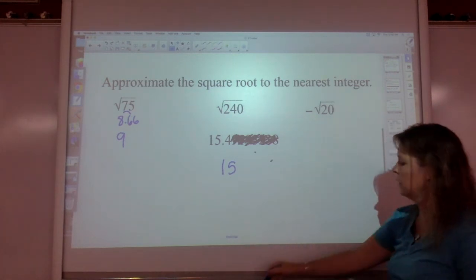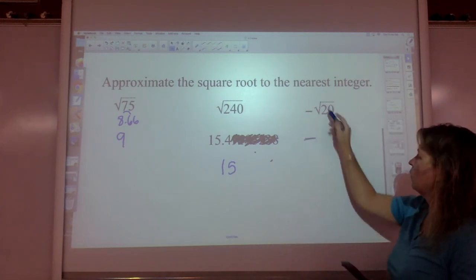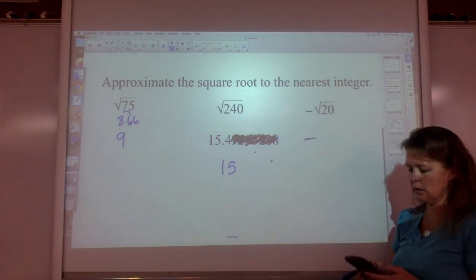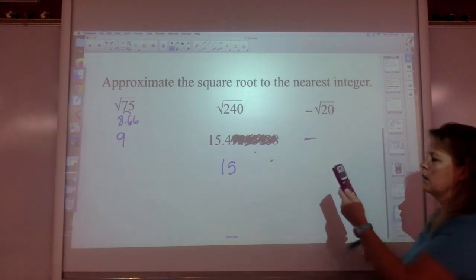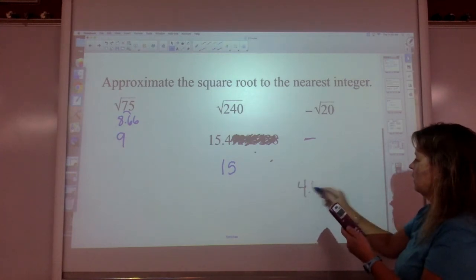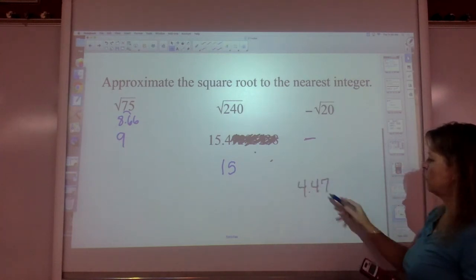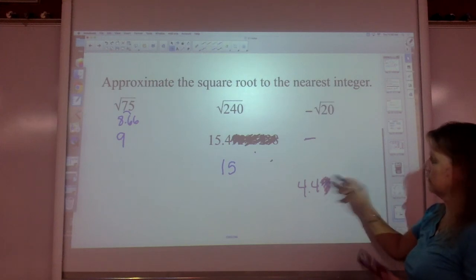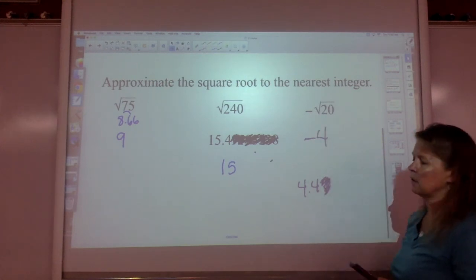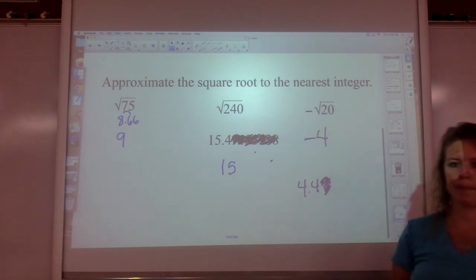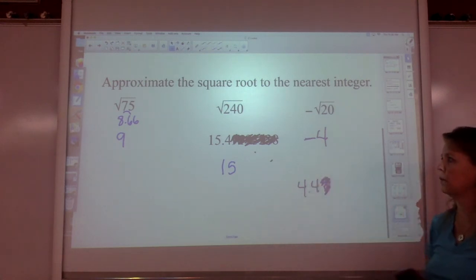All right, and on this one, don't forget the negative. What's the opposite of the square root of 20? And if you type in 20, you get 4.47. Here's another one of those. 4.47, ignore this 7. It just is going to round to negative 4. You don't get to round up and round up again.